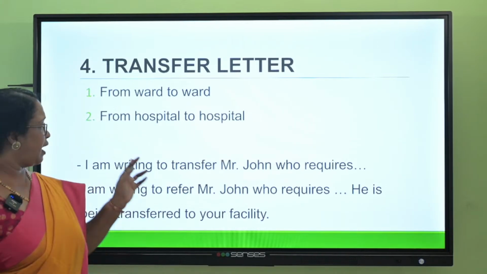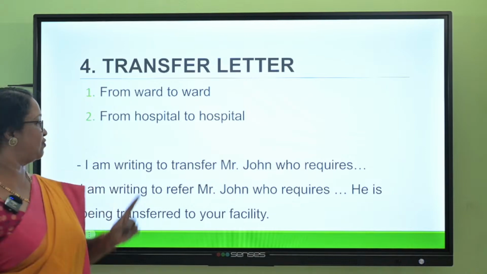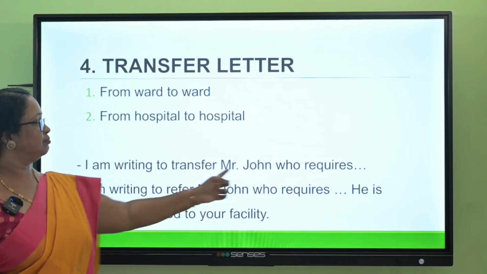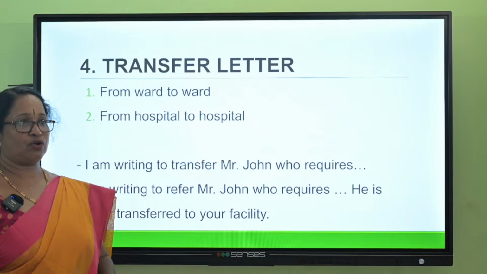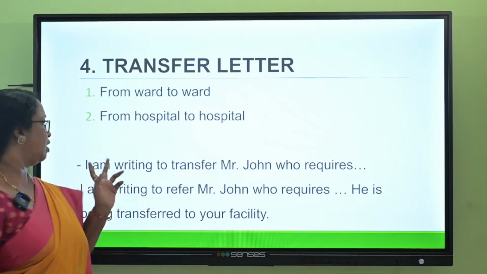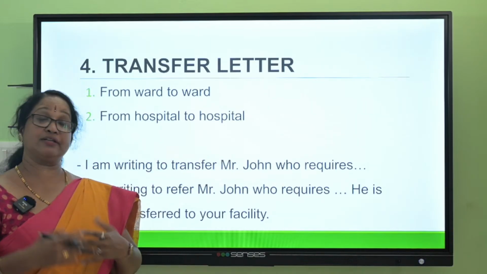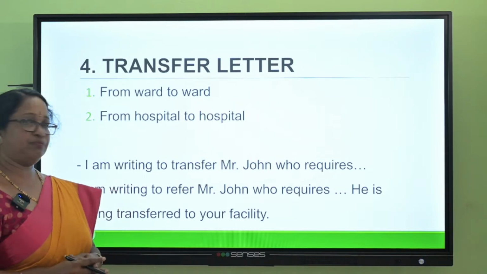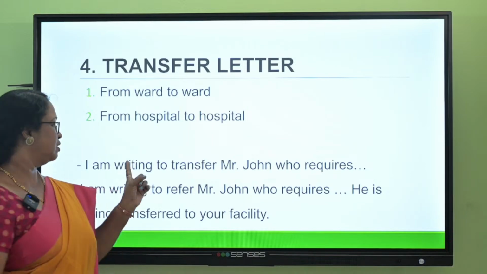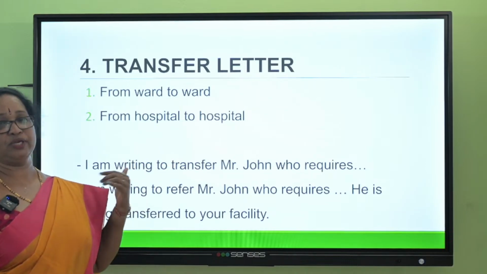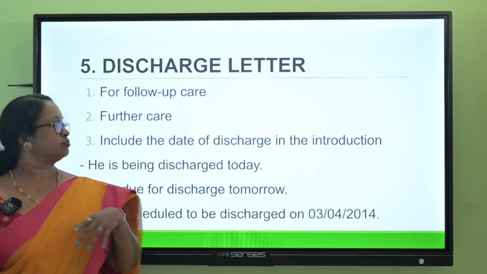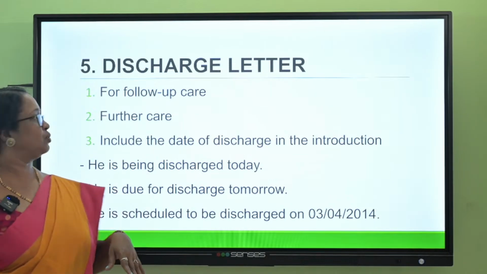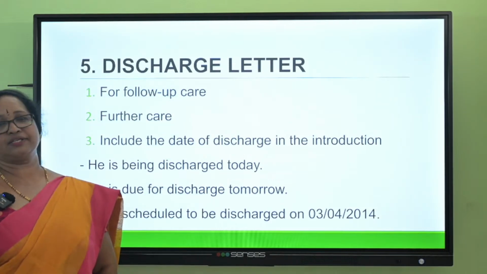I think most of the students will prefer the first one, because it is very easy for them and does not make them confused. "I am writing to transfer Mr. John..." and then the purpose will follow. I think the majority of you choose this one because it makes it easy to find out. And the last one, we know, is the discharge letter.